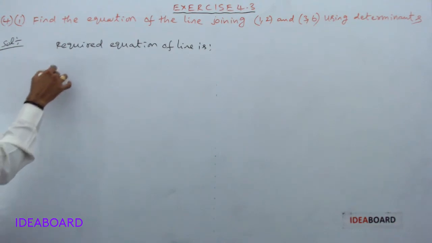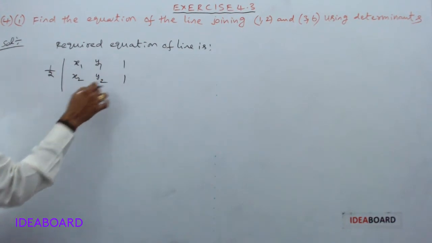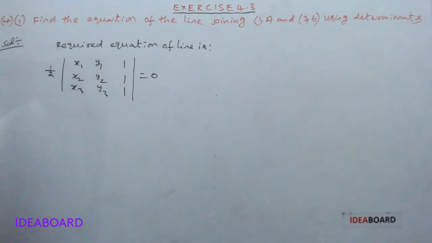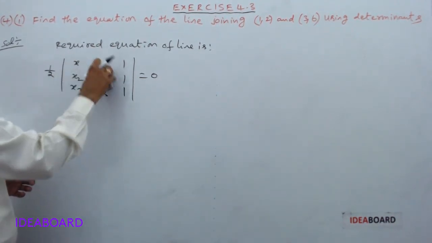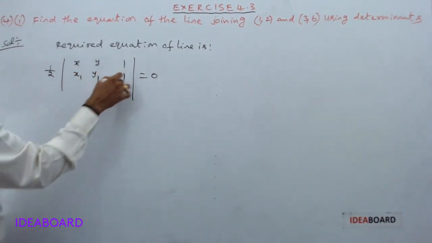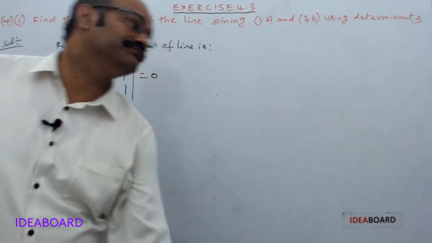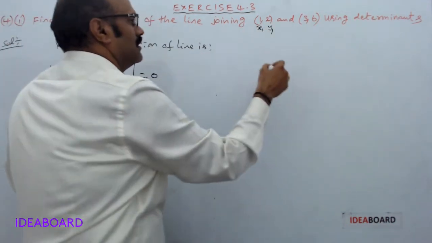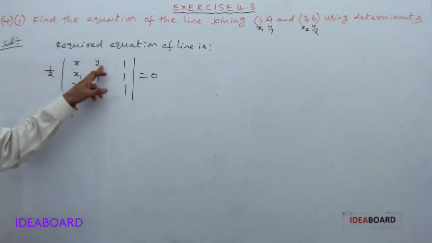Half into determinant of x1 y1 1, x2 y2 1, x3 y3 1 equal to 0. Sorry, x y 1 it is: x y 1, x1 y1 1, x2 y2 1 equal to 0. Now here x1 y1 is this one, and here x2 y2 is this one.